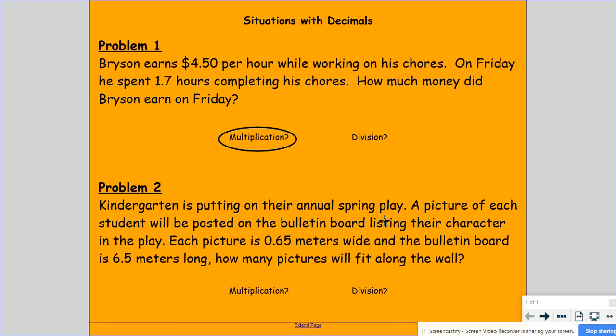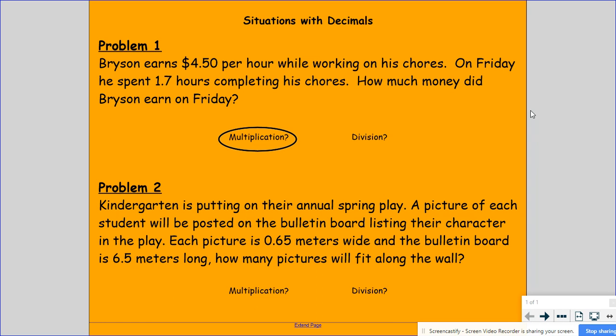Let's look at problem 2. Kindergarten is putting on their annual spring play. A picture of each student will be posted on the bulletin board listing their character in the play. Each picture is 65 hundredths of a meter wide, and the bulletin board is 6 5/10 of a meter long. How many pictures will fit along the wall?